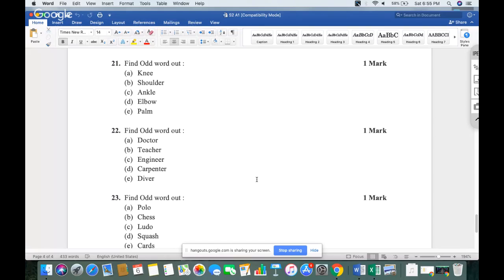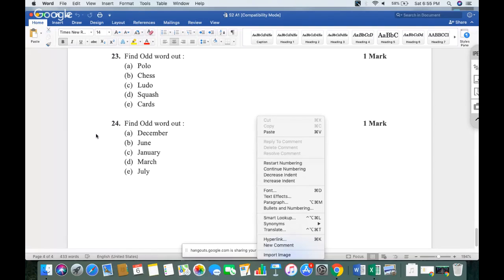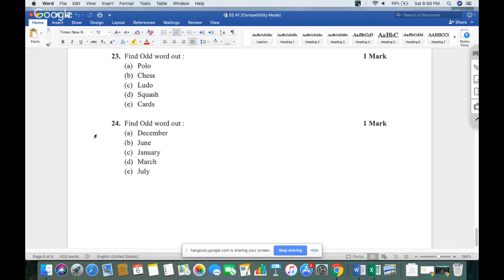Diver would be the right answer because diver is a profession under the water. So doctor, teacher, engineer, carpenter would not be right here. So diver looks out to be the most appropriate answer here. Question 23.